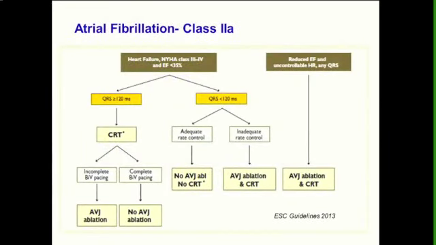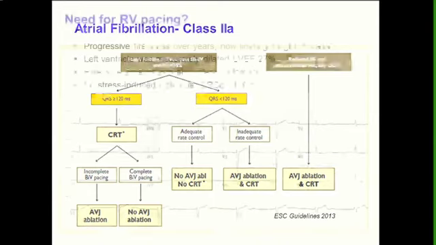This is exposed with a little bit more clarity in the European guidelines here, and on the right you see patients with a reduced EF and an uncontrollable heart rate, and any QRS duration should be committed to AVJ ablation and CRT. And on the left, they do include functional class. If the QRS is more than 120, CRT is indicated, but they have to be committed to ventricular pacing. If the QRS is less than 120, and you have adequate rate control, then they don't need CRT. However, if you have inadequate rate control, then again, AVJ ablation and CRT. But very few data for atrial fibrillation, but many patients do respond.